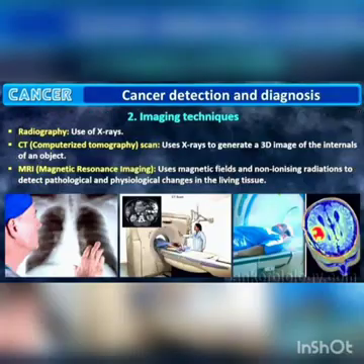Now, imaging techniques: radiography, use of X ray. CT, computerized tomography scan, uses X ray to generate a 3D image of the inside of an object. MRI, magnetic resonance imaging, uses a magnetic field and non ionizing radiation to detect pathological and physiological changes in living tissue.